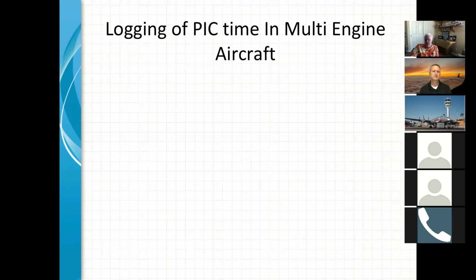Any other comments on this? Just what we're talking about is educating the troops out there about what they can log and what they can't log for PIC time.